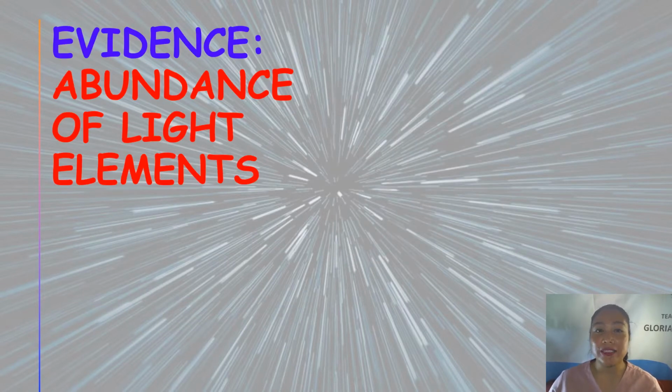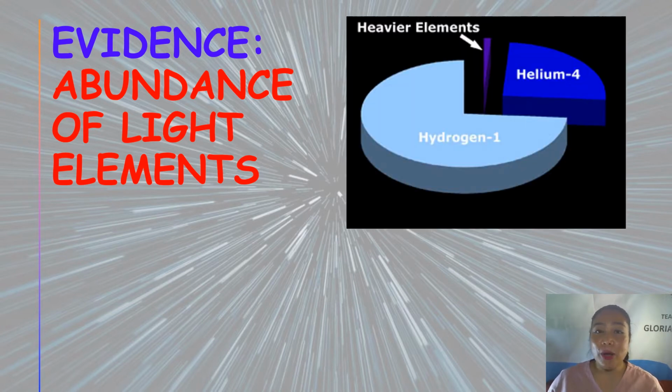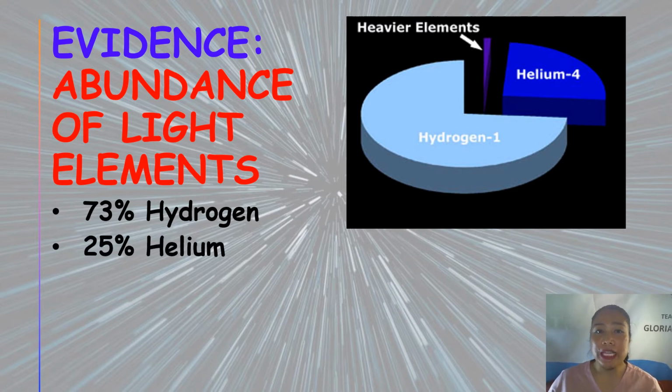Evidence number 3, abundance of light elements. The abundance of light elements observed supports the Big Bang theory. The theory predicts that the universe is composed of 73% hydrogen and 25% helium by mass. The prediction correlated to the measured abundance of primordial material in unprocessed gas in some parts of the universe with no stars.